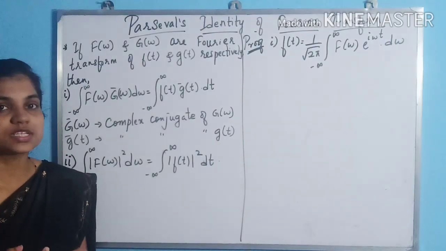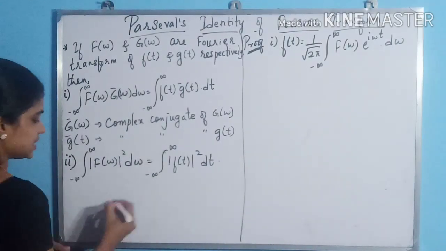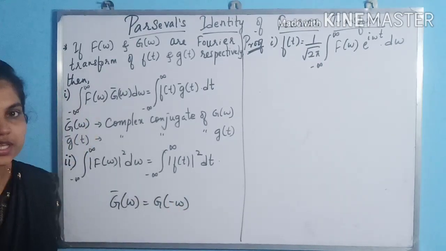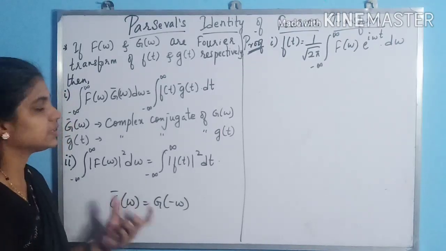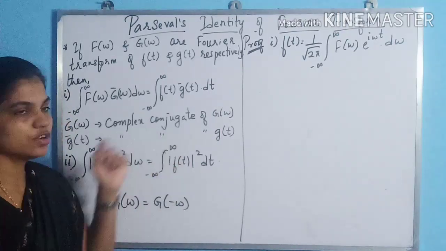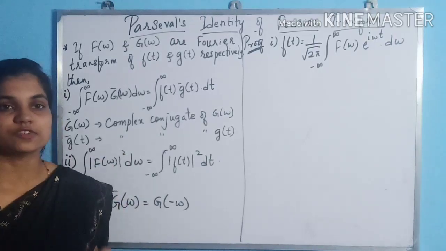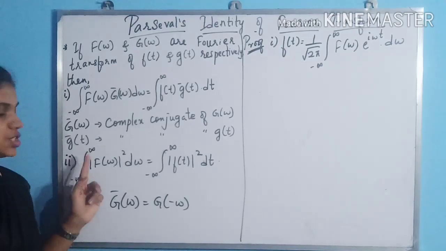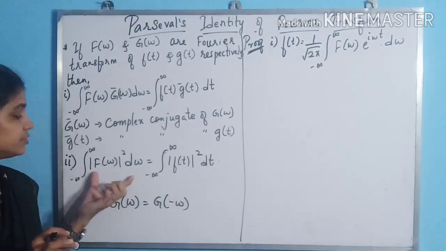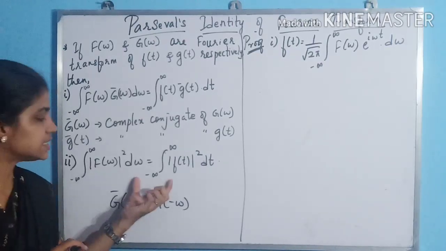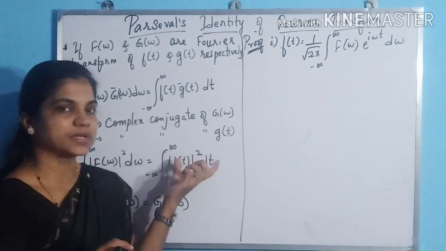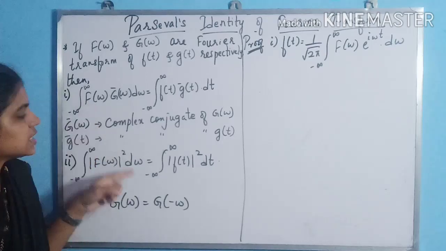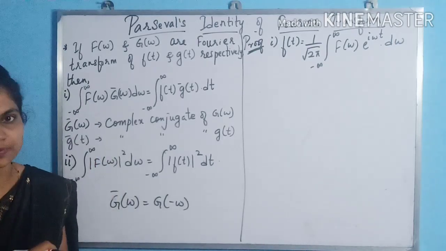Complex conjugates in the sense that, for example, G bar of omega I can write as G of minus omega. This is nothing but the complex conjugate of G of omega, and a similar thing we are going to write for g bar of t. The second identity states that the integral from minus infinity to plus infinity of mod of F of omega square d omega is equal to the integration from minus infinity to plus infinity of mod of f of t the whole square dt. So these are the two identities we are going to prove today.